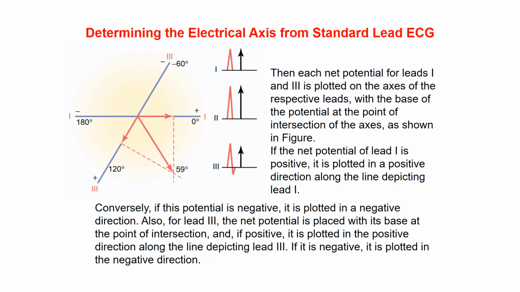for lead 3. Then each net potential for leads 1 and 3 is plotted on the axes of the respective leads, with the base of the potential at the point of intersection of the axes, as shown in the figure. If the net potential of lead 1 is positive, it is plotted in a positive direction along the line depicting lead 1. Conversely, if this potential is negative, it is plotted in a negative direction. Also, for lead 3, the net potential is placed with its base at the point of intersection, and, if positive, it is plotted in the positive direction along the line depicting lead 3. If it is negative, it is plotted in the negative direction.